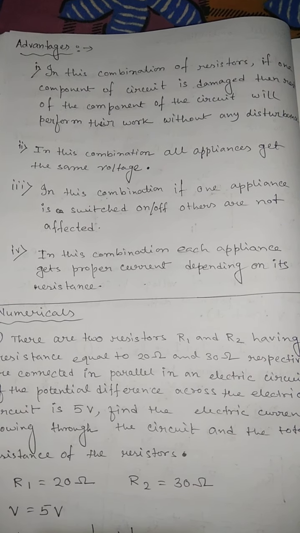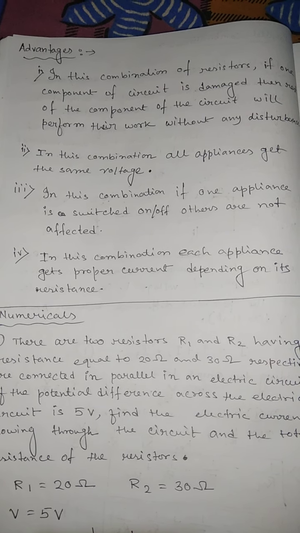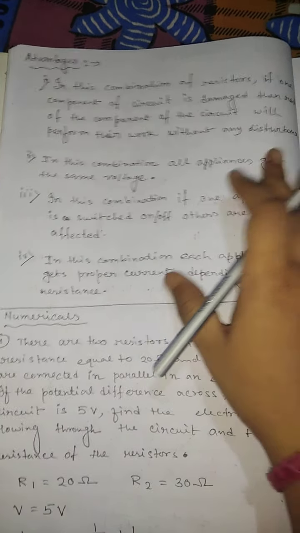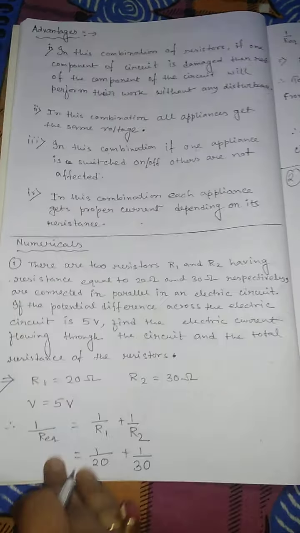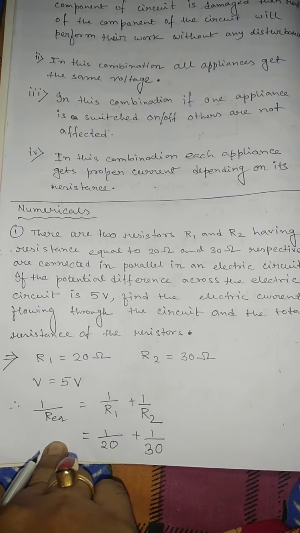That means there is no effect. Others are not affected. Clear? These are the advantages of parallel combination. Now let's take one example of how we solve.